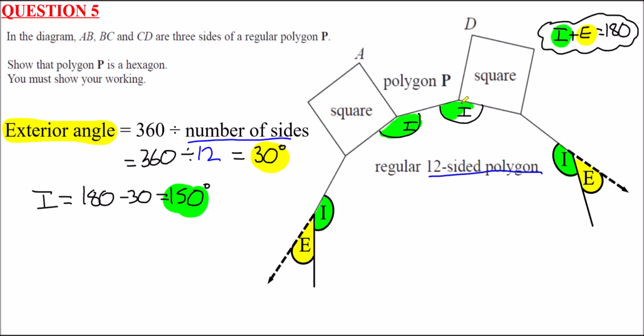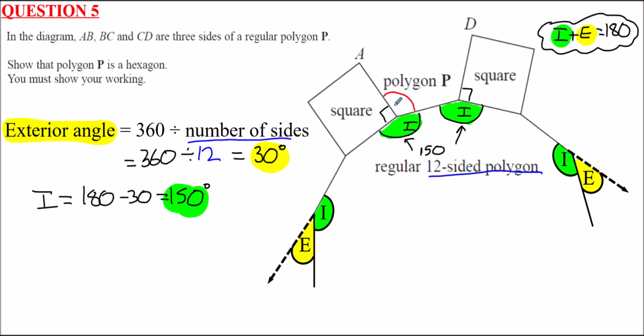Now ultimately, we're trying to focus in on polygon P, not this 12-sided one. So we know this interior on the other side of P. We should also well know what the interior angle of a square is. It's quite obviously a right angle, so that's going to be 90 degrees. And I is 150, so I can label this one as being 150. Because we know that's 150 and that's 90, we could work out the interior angle of polygon P.